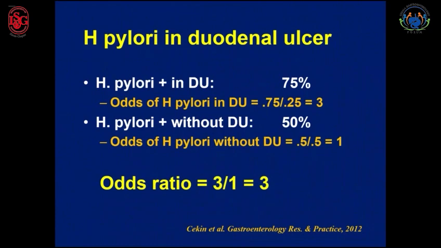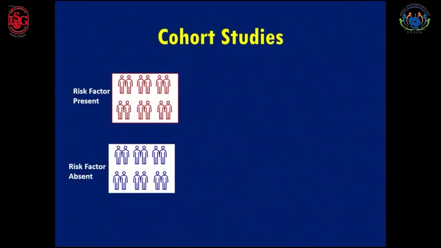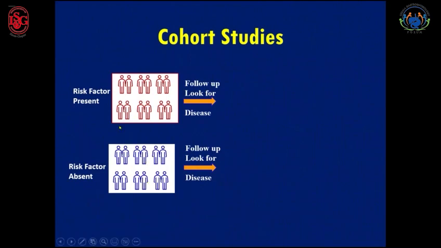Now let us take an example of the other study design used to evaluate risk and risk factors. These are called cohort studies. Here, we assemble persons with and without the risk factor, and then we follow them for a period of time. Let's say we have persons with a risk factor, follow them up and look for the disease. It may be people who smoke, we follow them and look for cancer. Or people who chew tobacco, follow them up, look for oral cancer. People with obesity, and see how many of them develop fatty liver.